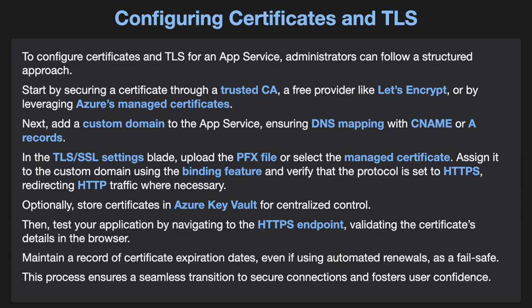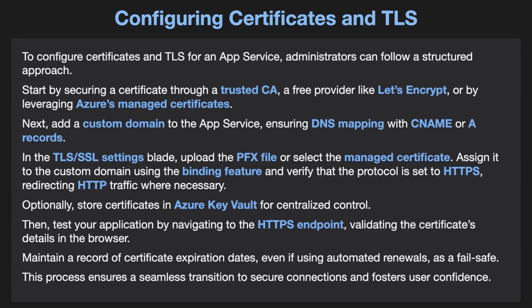Start by securing a certificate through a trusted CA, a free provider like Let's Encrypt, or by leveraging Azure's managed certificates. Next, add a custom domain to the app service, ensuring DNS mapping with name or records. In the TLS/SSL settings blade, upload the PFX file or select the managed certificate. Assign it to the custom domain using the binding feature and verify that the protocol is set to HTTPS, redirecting HTTP traffic where necessary. Optionally, store certificates in Azure Key Vault for centralized control.